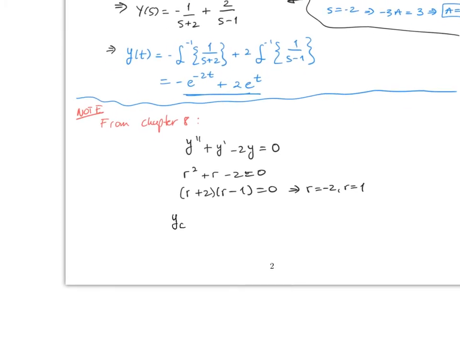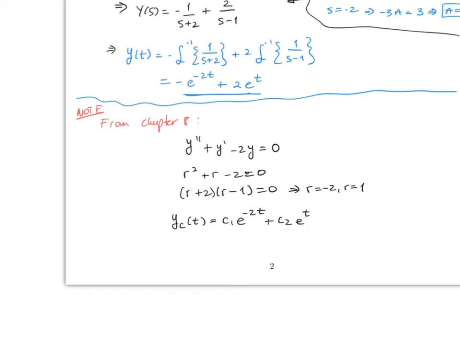And then the general solution was equal to c1 e to the minus 2t plus c2 e to the t, which you can see is identical to this, except that we still need to find the constants using the initial conditions. So the Laplace transform will give you the final answer. You don't have to figure out the constants separately. You figure out the constants when you apply the Laplace transform.